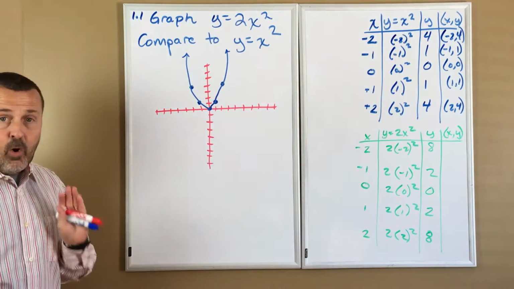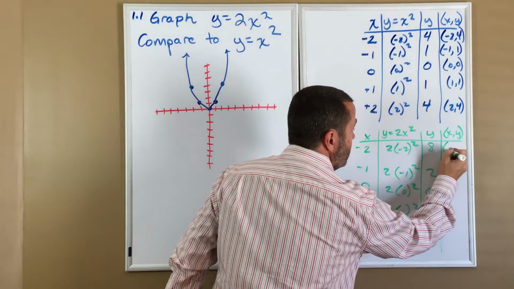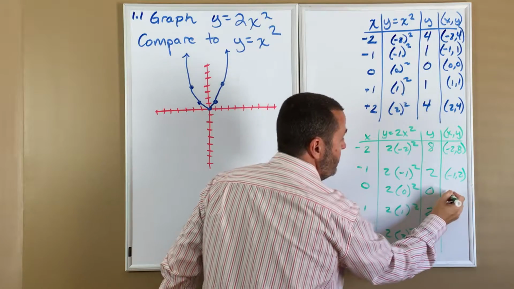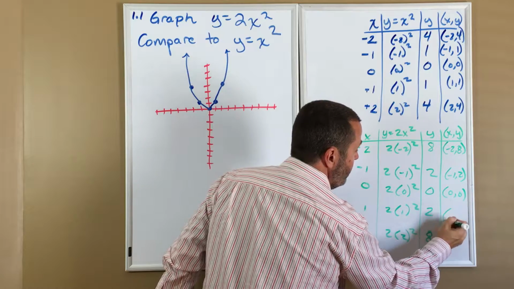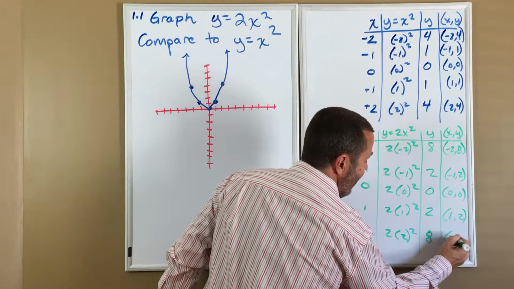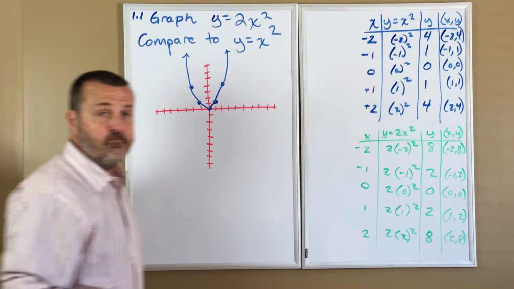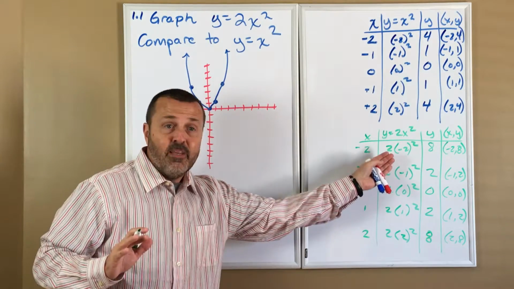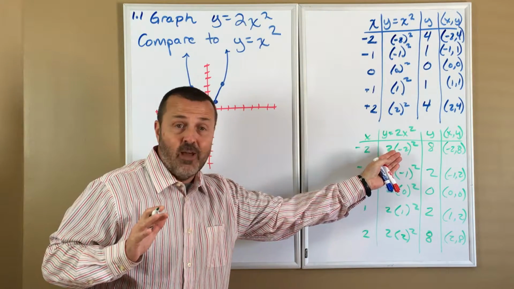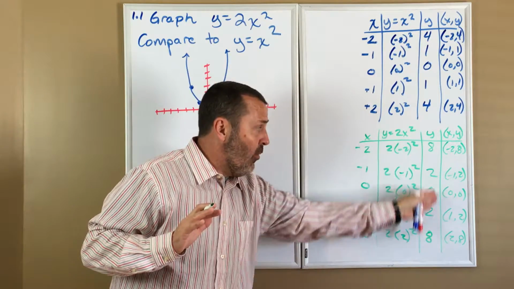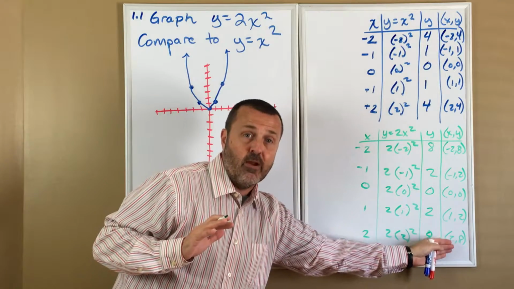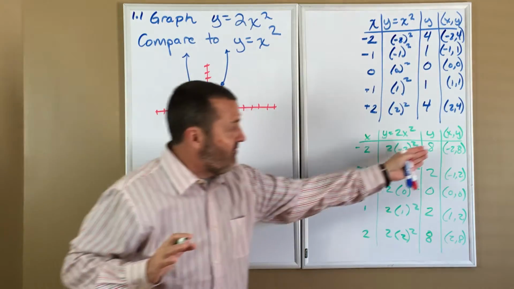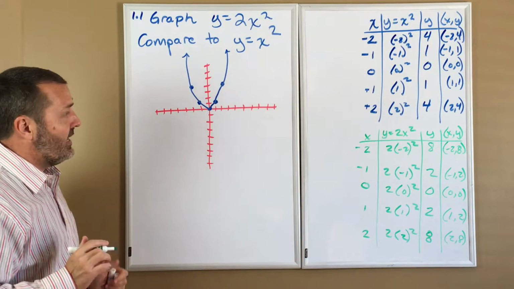Okay? That creates my ordered pairs: negative 2, 8. Negative 1, 2. 0, 0. 1, 2. And 2, 8. So by picking these 5 values for x, plugging them into my function, y equals 2x squared, I can determine my y, which gives me 5 ordered pairs. Now, I can come back to my graph. I can graph my 5 ordered pairs in green ink.